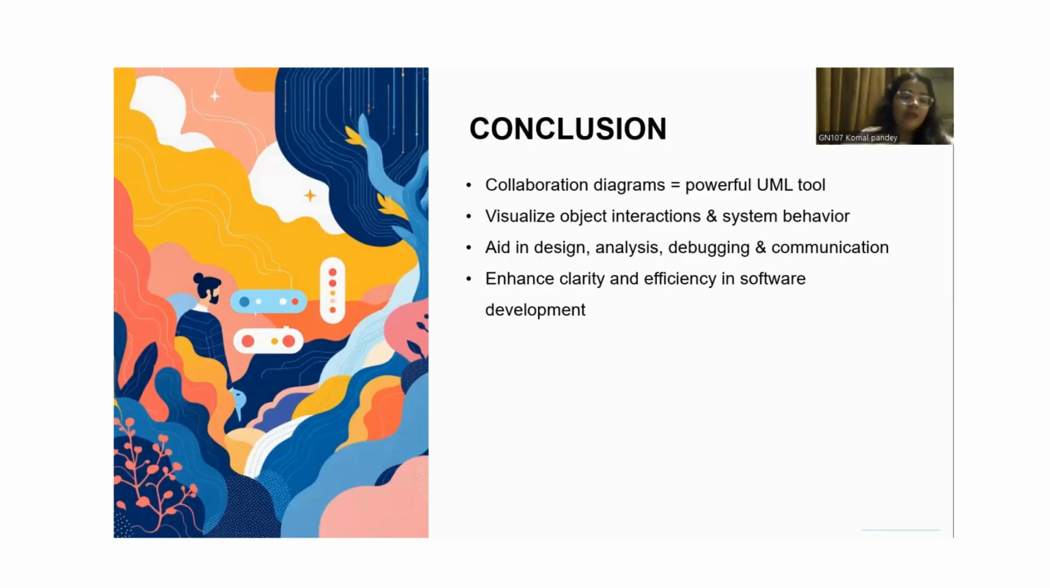So, to wrap up, collaboration diagrams are a powerful tool in UML. They let us see how objects interact and understand system behavior clearly. They guide us in design, analysis, debugging, and also communication, making development smoother and more efficient. In short, they help us turn complex systems into something we can easily understand and manage. This was the collaboration diagram.